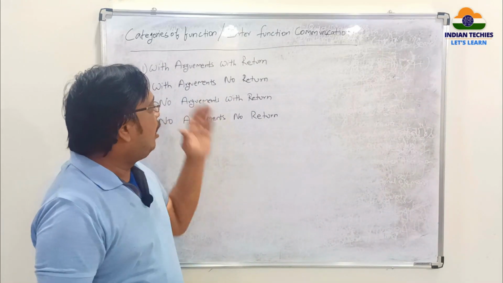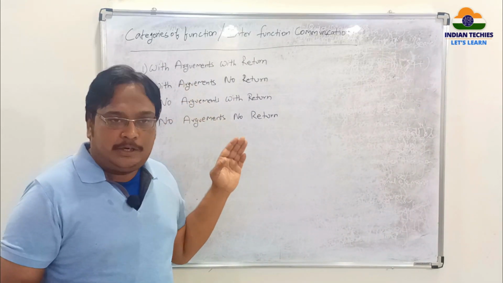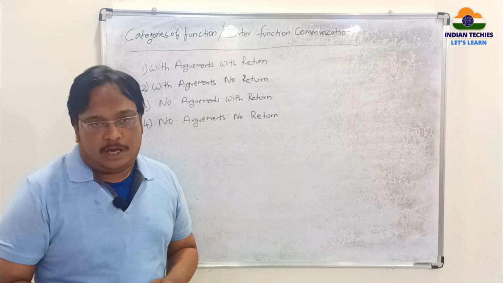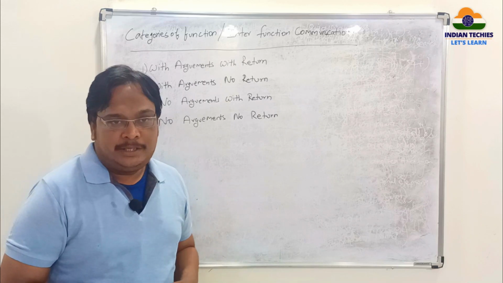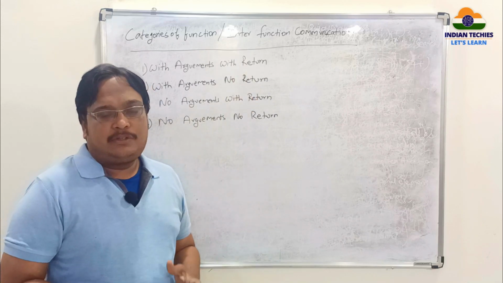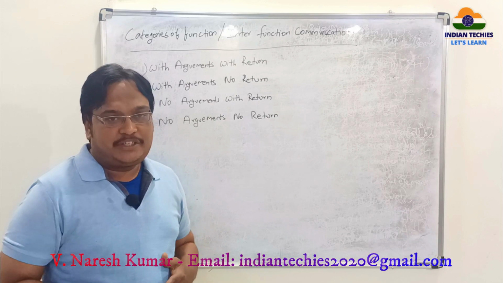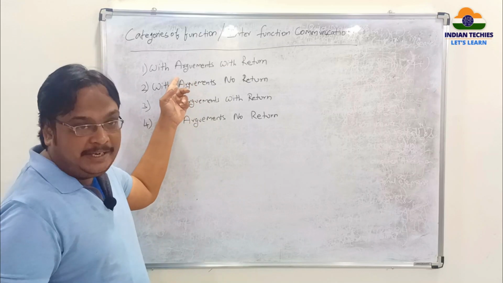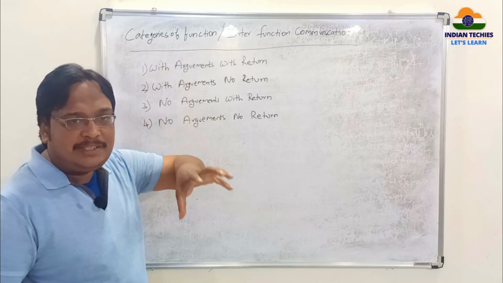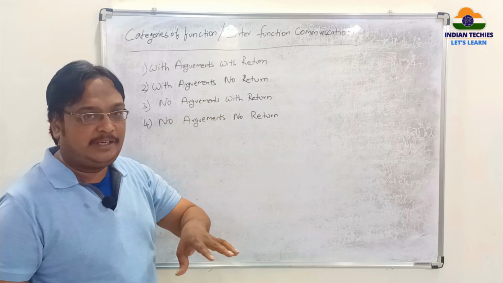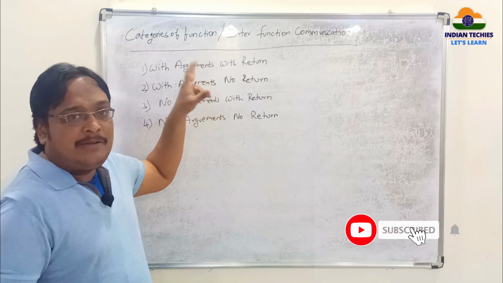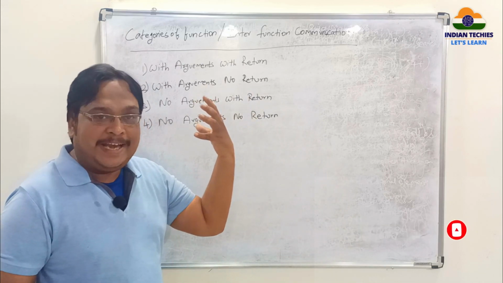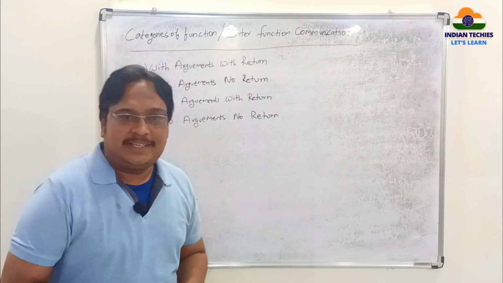Here, what do you mean by argument? Whenever you say argument, you are sending some values from main to function. That can be done only through arguments. Second one is return. So the final value that you have calculated in the function has to be sent back to the main. So with arguments means whenever you have some values to send from main to function, you will have arguments. Whenever that function calculates some value and it has to return back to the main, then we say with return.